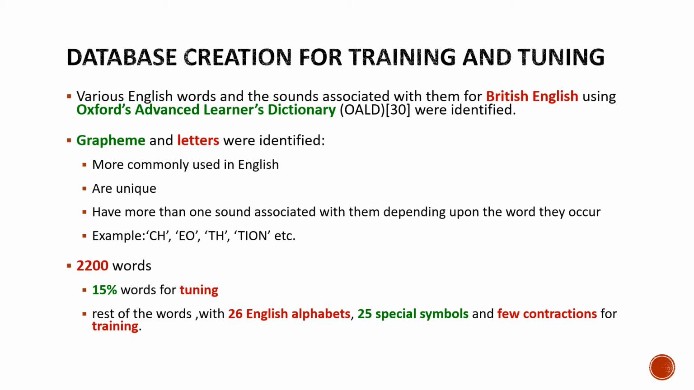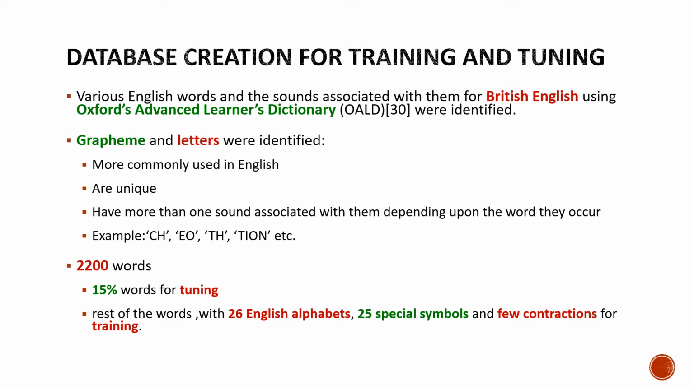Database creation. After observing various English words and the sounds associated with them for British English using the Oxford Advanced Learner's Dictionary, a parallel database was created. Some graphemes and letters were identified which are commonly used in English, or are unique, or have more than one sound associated with them depending upon the word they occur in. This dataset contains around 2,200 unique words. A few examples of the graphemes considered during database creation are CH, EO, TH, TION, etc.